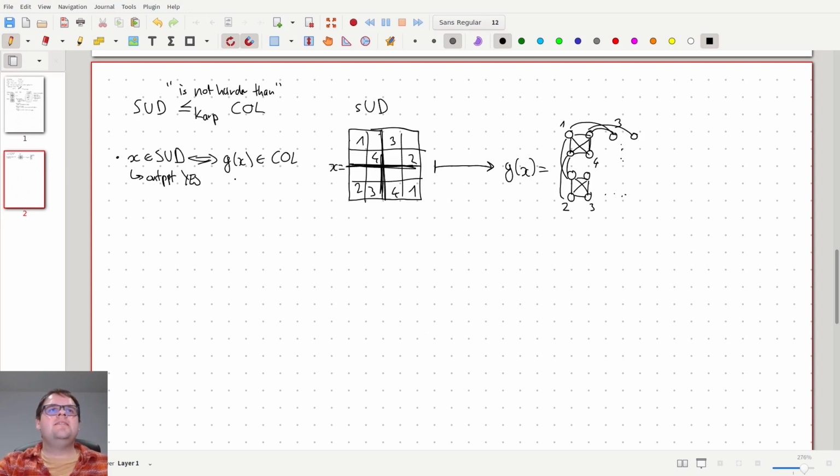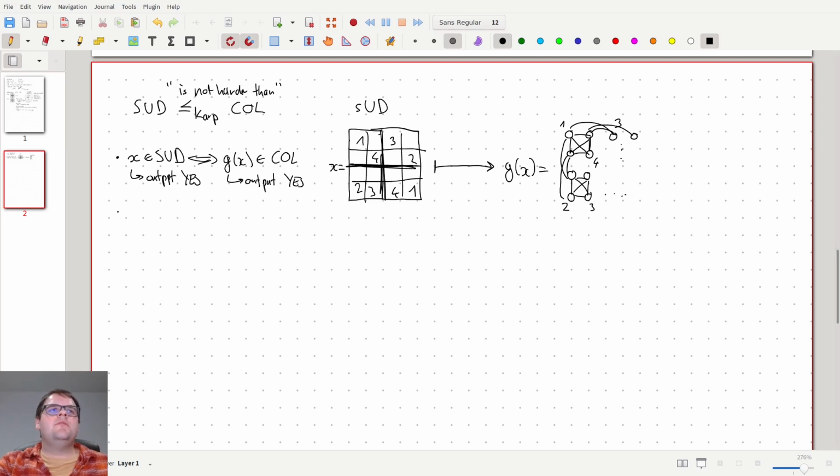So the idea is, if X is a yes for Sudoku, meaning it is solvable, then g of X is a yes for the graph coloring problem, and conversely, if X is a no, then g of X also has to be a no. So this transformation from one input to another has to preserve correctness and incorrectness, like truth and falsity.